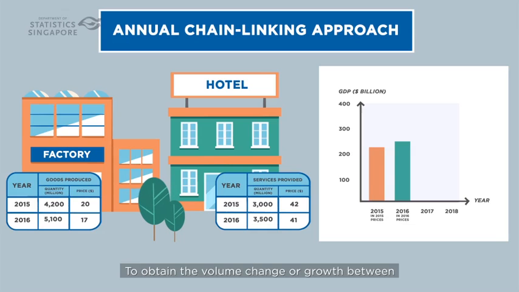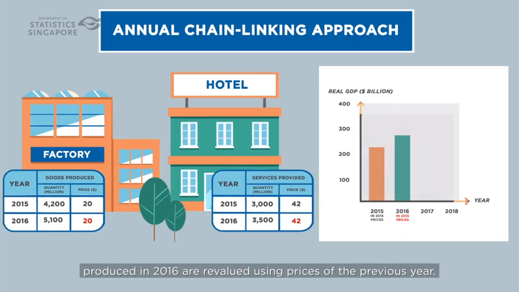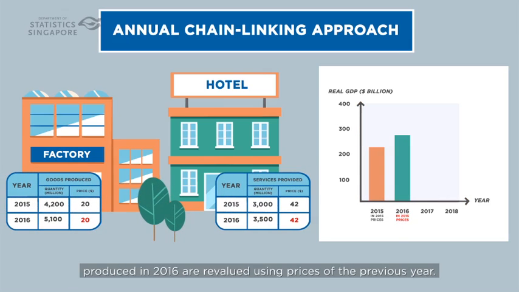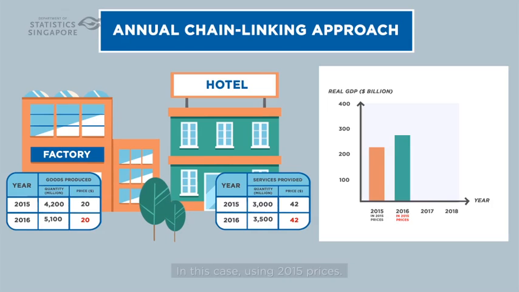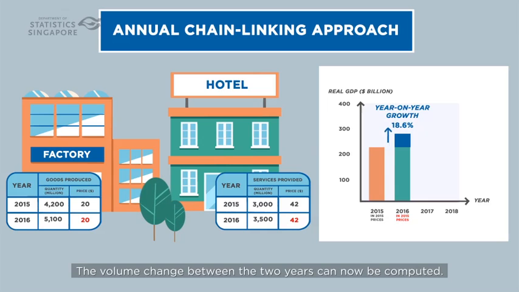To obtain the volume change or growth between the 2 years without price effect, goods and services produced in 2016 are revalued using prices of the previous year. In this case, using 2015 prices. The volume change between the 2 years can now be computed.